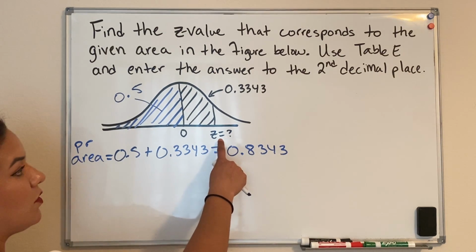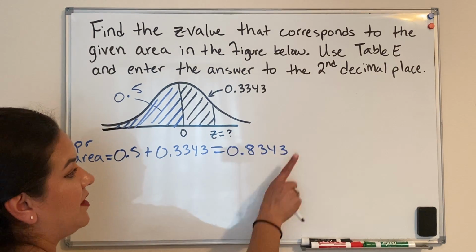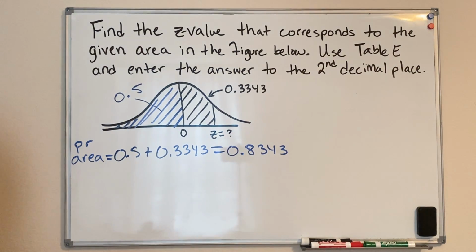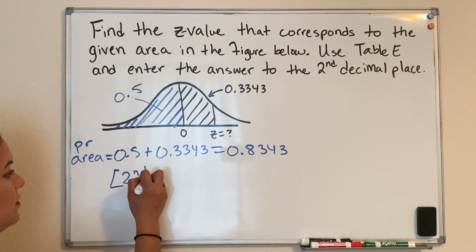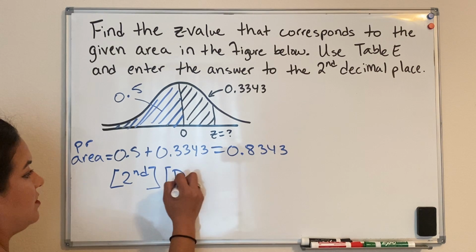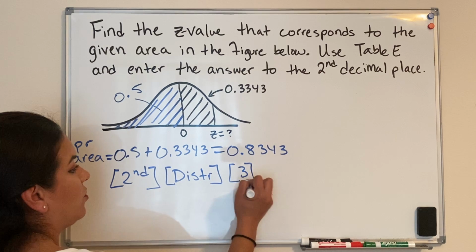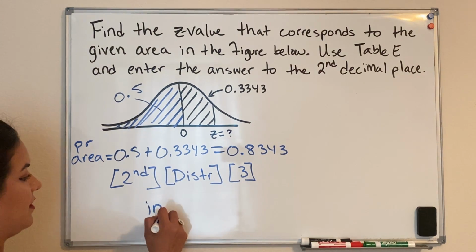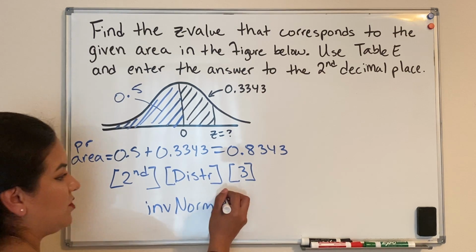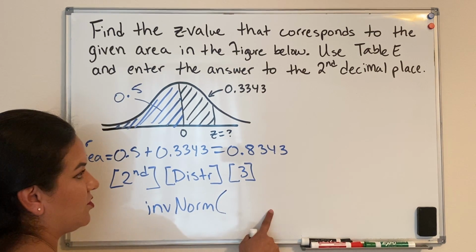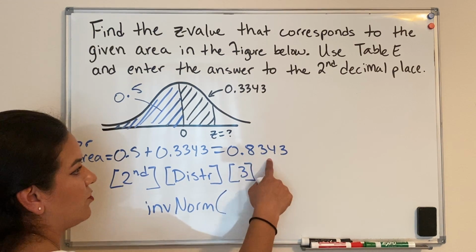You're looking for the z-score. So in order to do that, you're going to use either table E and go look for this probability and the z-score that corresponds to it, or you can use your TI-84. And if you do, the steps are second, and then distribution, so DISTR, and then the third choice, which is INV-NORM. So you're doing the inverse of the normal distribution to find the z-score, and then you're going to enter the probability in here, which is this 0.8343.